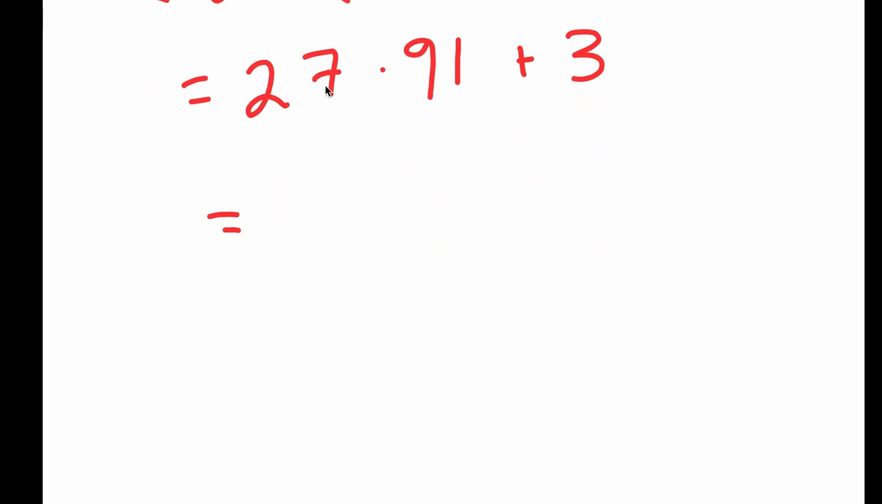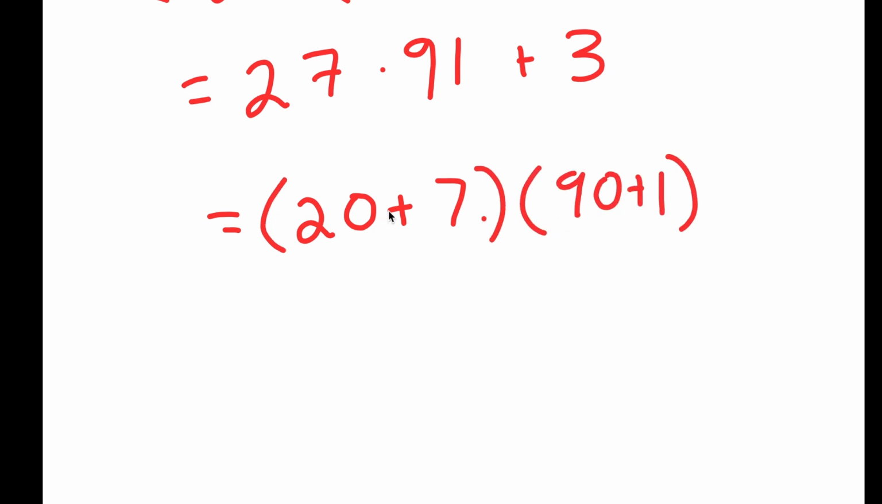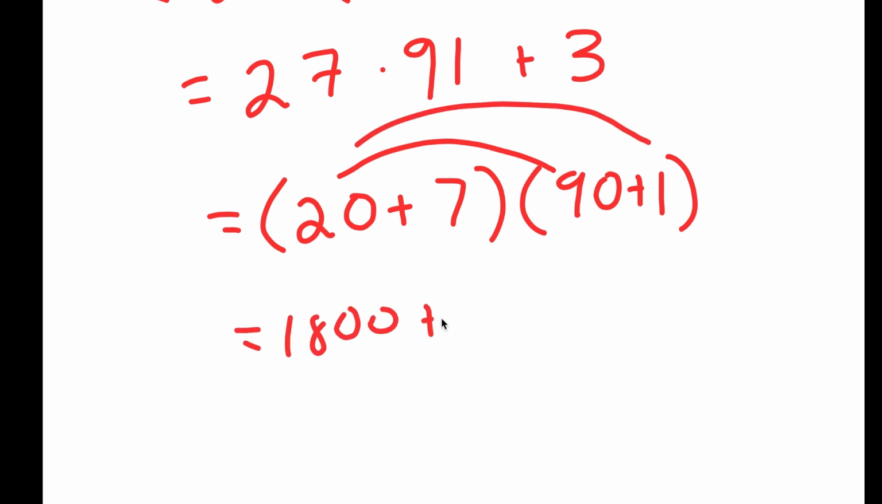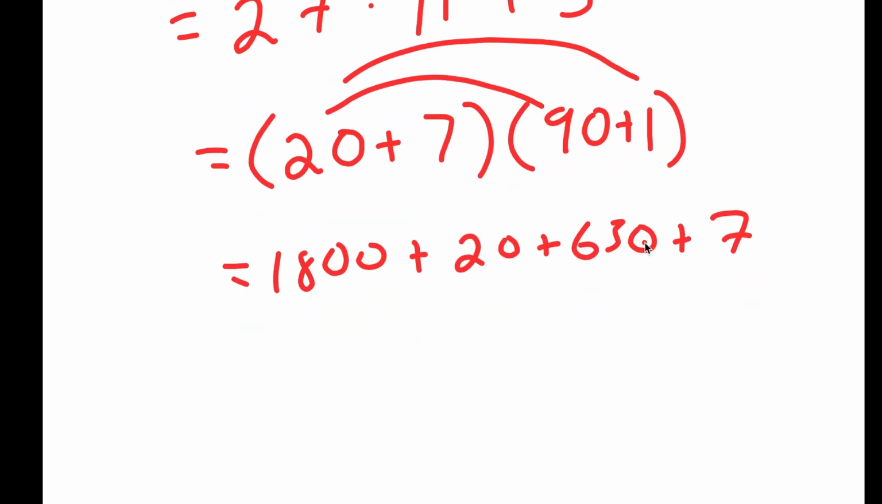Now, an easy way to solve 27 times 91 is I can rewrite 27 as 20 plus 7 and 91 as 90 plus 1. Now I can distribute. 20 times 90 is 1800. Plus 20 times 1 is 20, plus 7 times 90 is 630, plus 7 times 1 is 7. 1800 plus 630 is 2430, plus 20 plus 7 is 27.